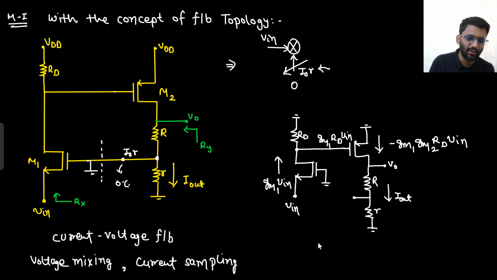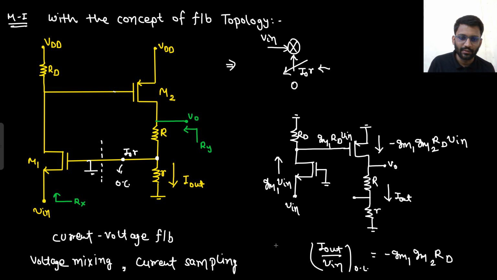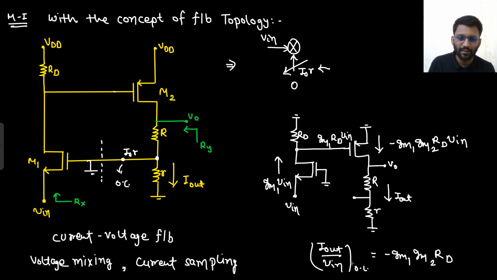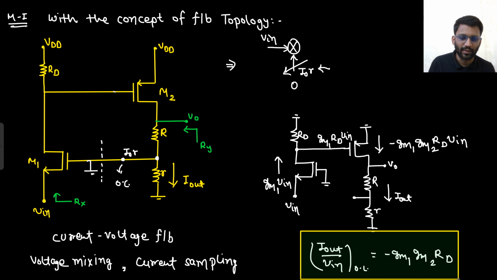So what is your I out by V in? You can call it open loop. So what is your open loop gain? That is minus GM1 GM2 RD. This is your open loop gain. This is one of the important factors.